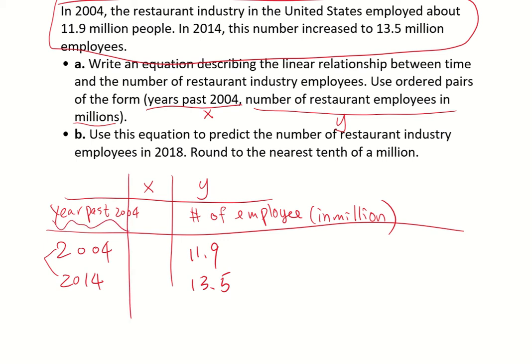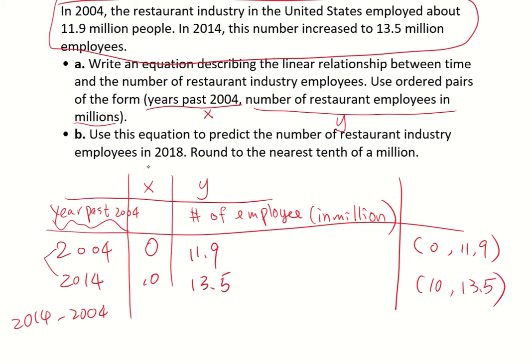Okay, except these two years are not our X. The X is the year past 2004, so it needs to be 2004 minus 2004 for our first X, right, which is 0. And for the second X, it will be 2014 minus 2004, that's 10. So here we have two ordered pairs. One is 0, 11.9, the other is 10, 13.5. And we're going to use these two ordered pairs to find the equation of the line.